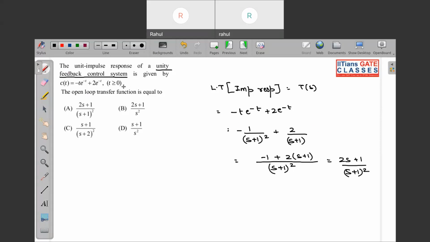Now if you mark without properly reading the question, you are going to mark option A, and that is the wrong answer. Why? Because they have asked for the open loop transfer function. This is the closed loop transfer function for a negative unity feedback.